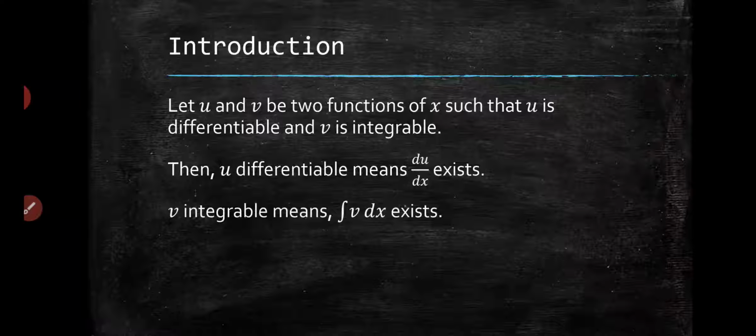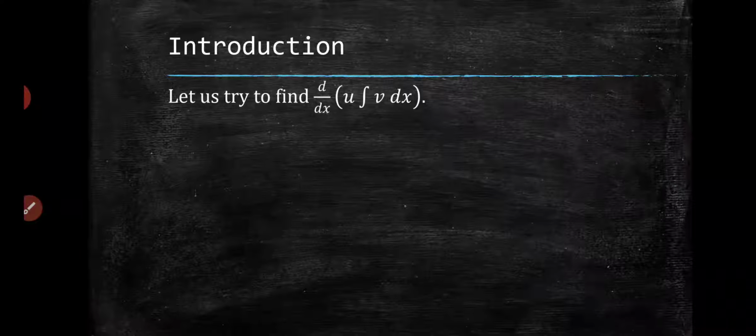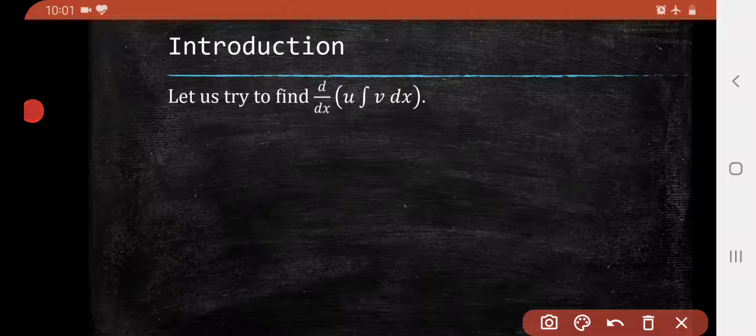Fine. So if that is the pretext of what we are going to do, then let us see what happens. Let us try to find out the derivative, that is d/dx of u into integral of v dx. So what we are trying to do, we have got two functions, u and integral of v, and we are trying to find out its derivative. So this is one complete function. So if we try finding its derivative, see what happens.